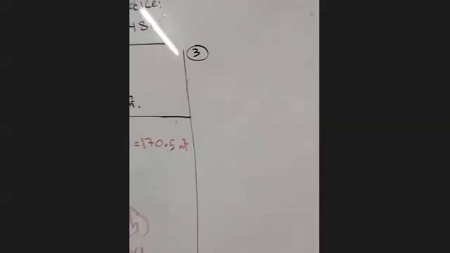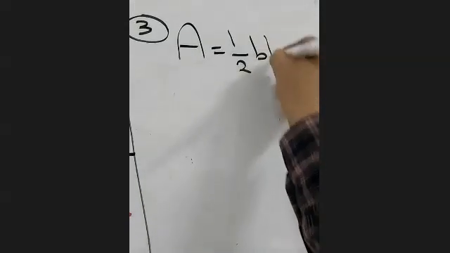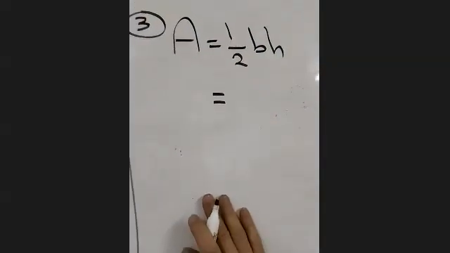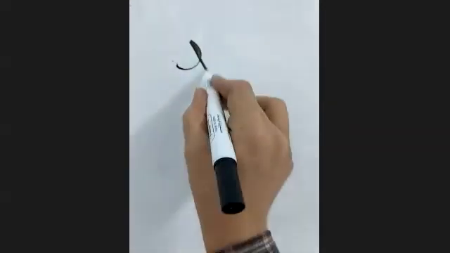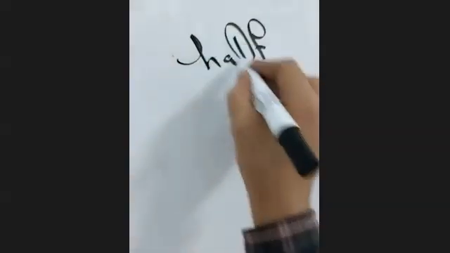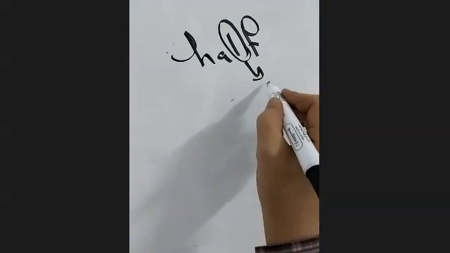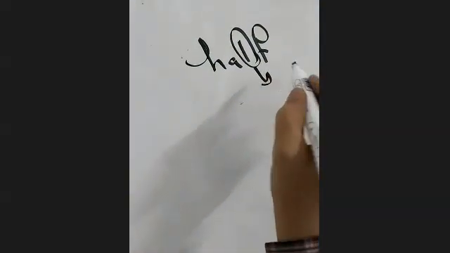We must use the formula. Yeah. What's the formula? A equals half BH. Half base times height. Look here, Najam. Half the base, then the height. Okay. Half multiply what?